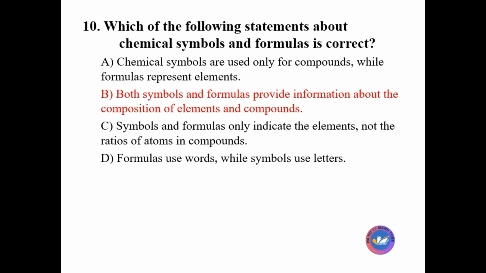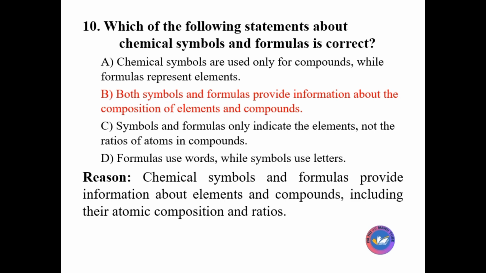The answer will be both symbols and formulas provide information about the composition of elements and compounds. Because chemical symbols and formulas provide information about elements and compounds, including their atomic composition and ratios.